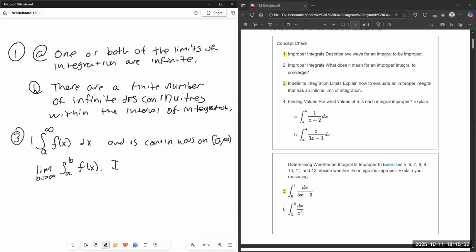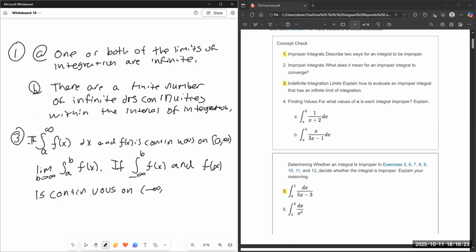If we have the integral from negative infinity to b of f of x, and f of x is continuous on the interval negative infinity to b, we can take the limit as a goes to negative infinity of the integral from a to b of f of x dx.